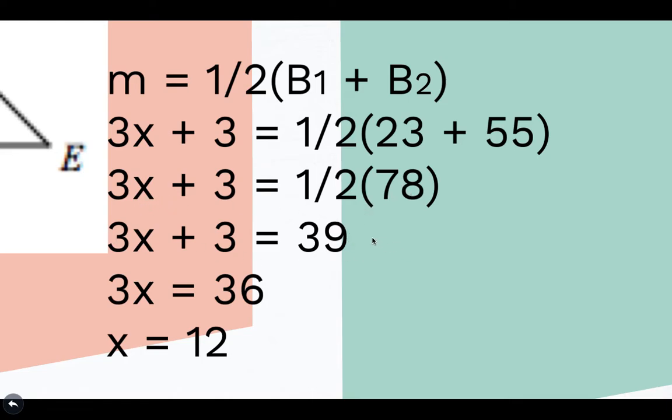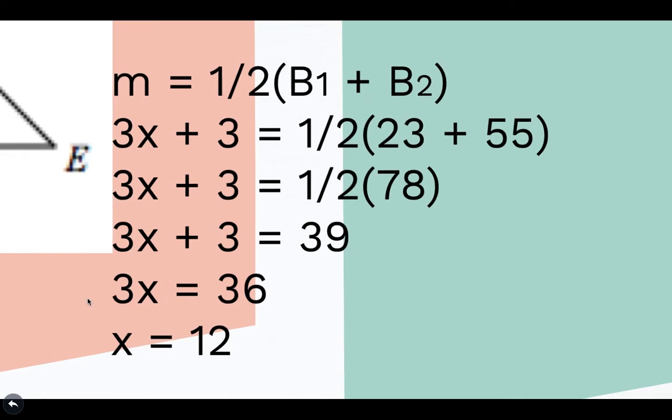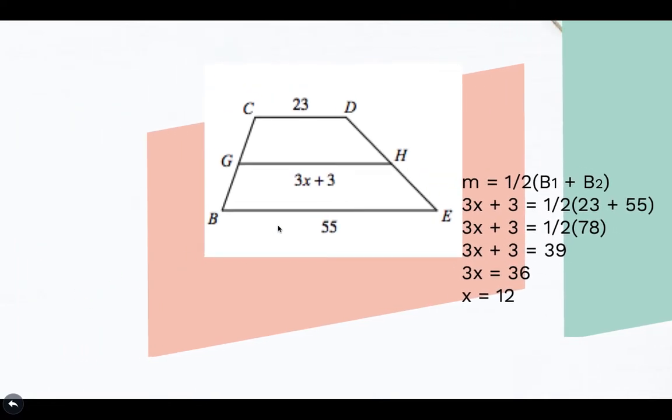And now we just need to solve this two-step equation. So we subtract 3 from both sides and then divide by 3 to get x is equal to 12. And if they asked you to plug back in to find the actual mid-segment, you would just take this x and plug it in here. Substitute it in.